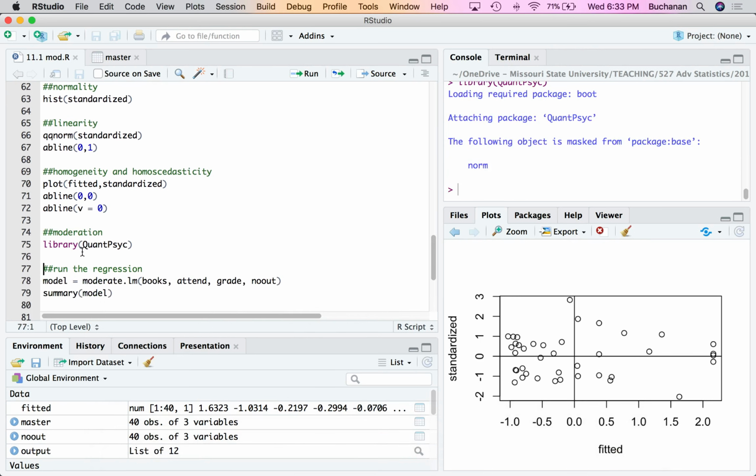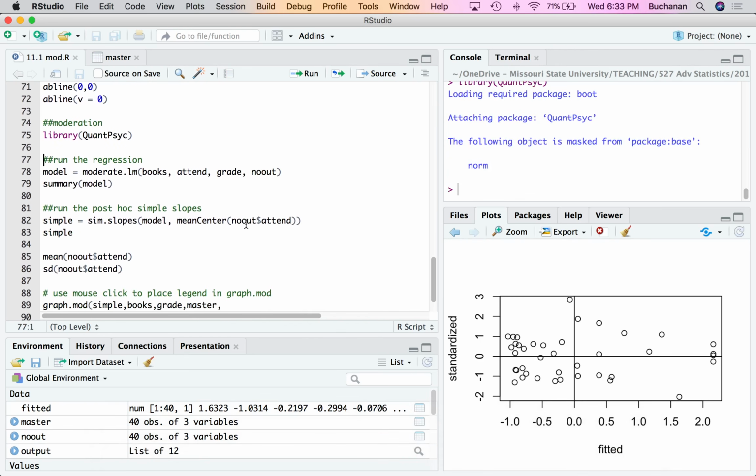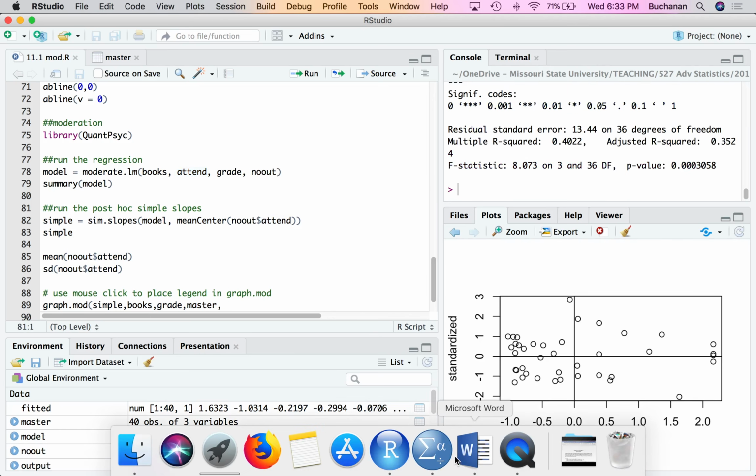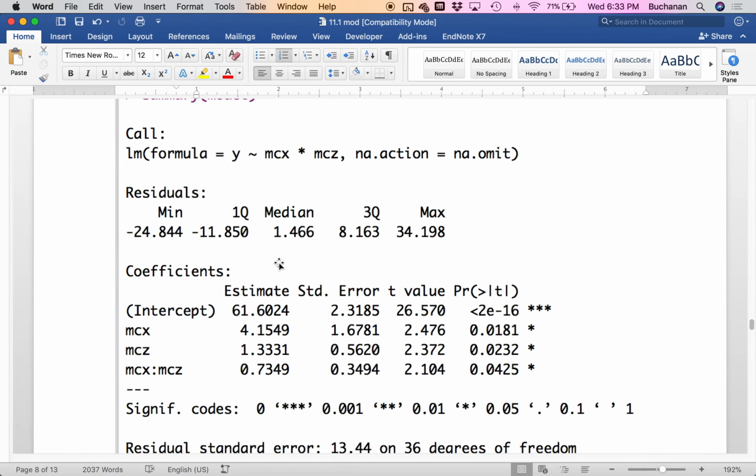Okay. So I'm going to load my QuantPsyc package. Okay. I'm going to run moderate.lm. So X, I chose attendance as my M. Y is grades, and then the name of our data set. Okay, we're going to run a summary of that, but to do that, I'm going to look over here so I can just see it a little bigger.